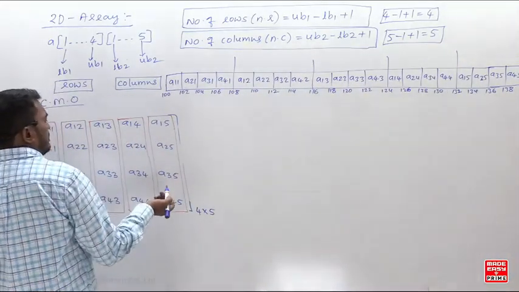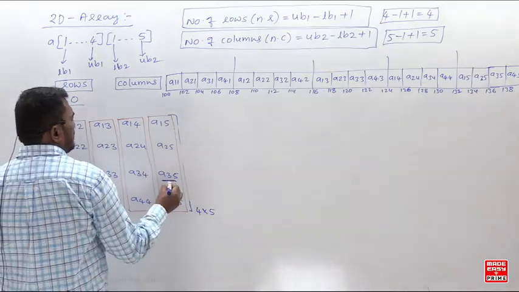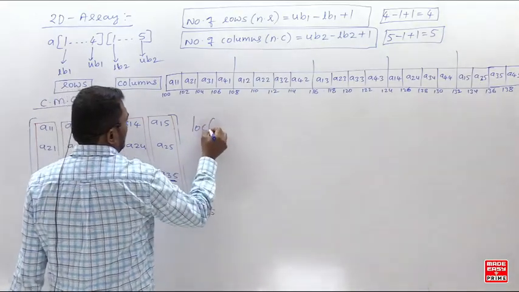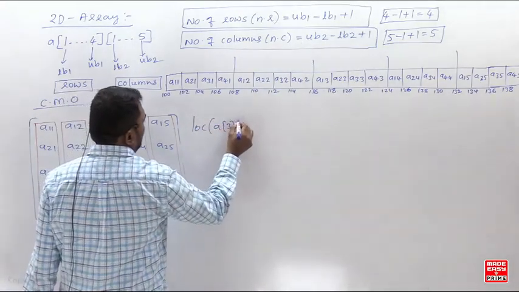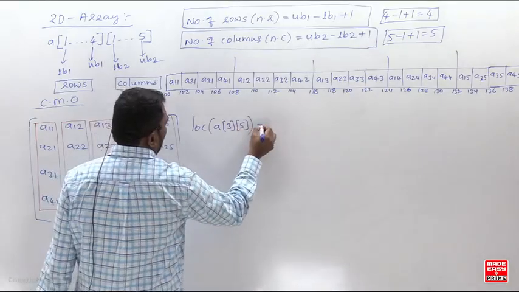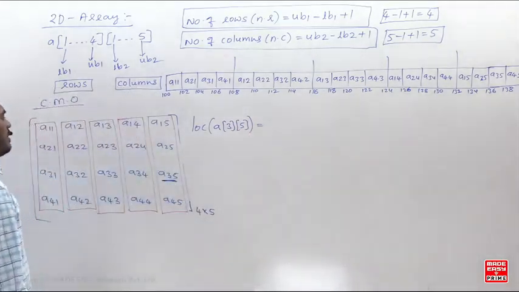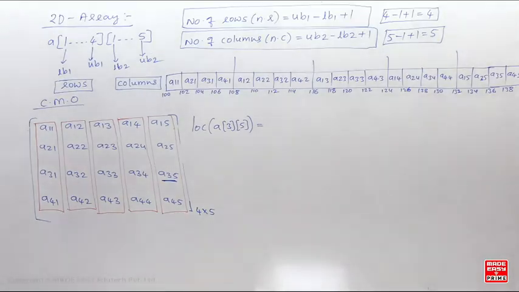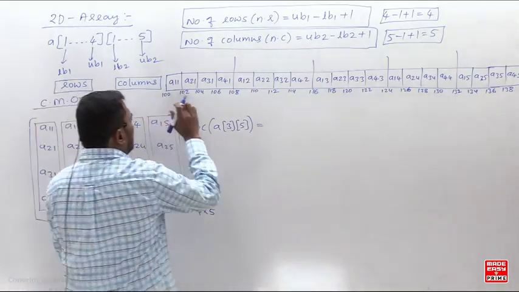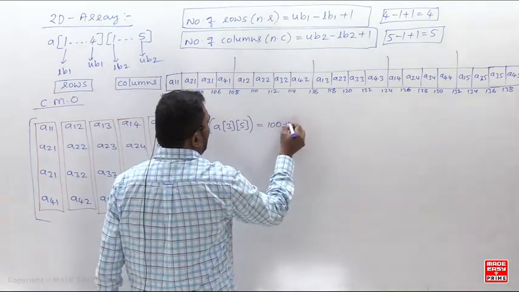Now I want to find out, let's take some element, the location of A[3][5]. So understand here, we want to find out the location of A[3][5]. So how are we going to find this out? First, same thing, the base address is 100 plus.